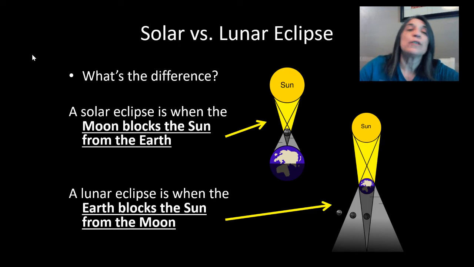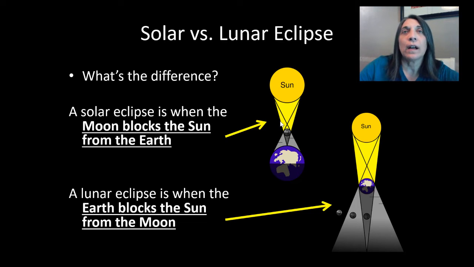Okay, so solar versus lunar, what's the difference? Basically, the difference is the way the sun, the moon, and the earth are lined up. Solar is when the moon, and here's the moon, blocks the sun from the earth. So it kind of gets in the way.